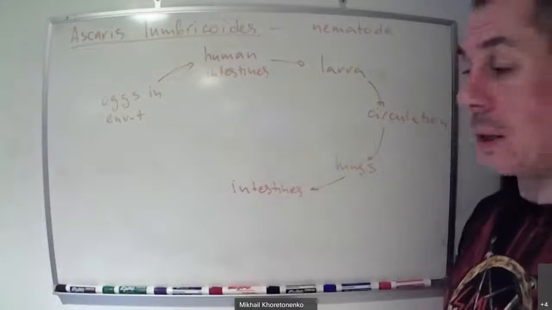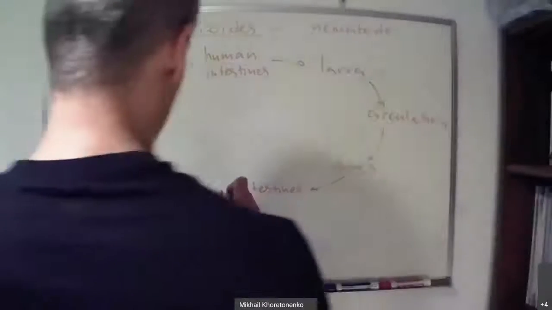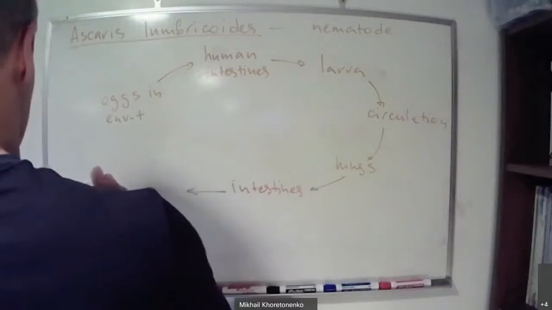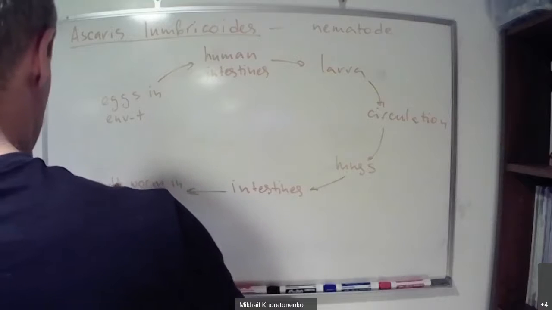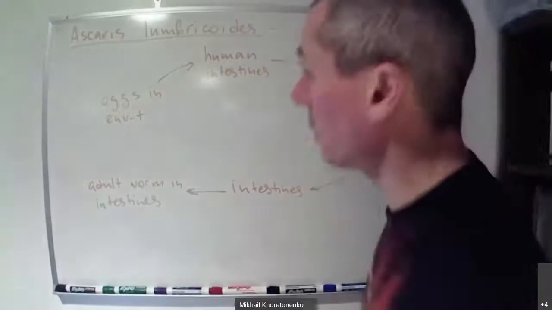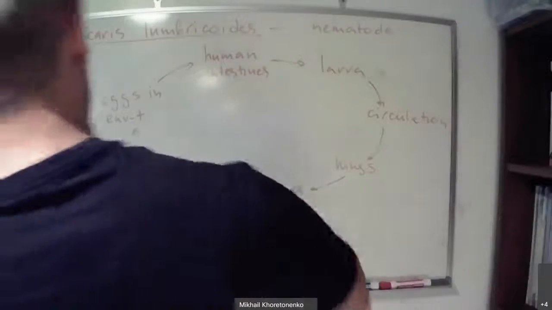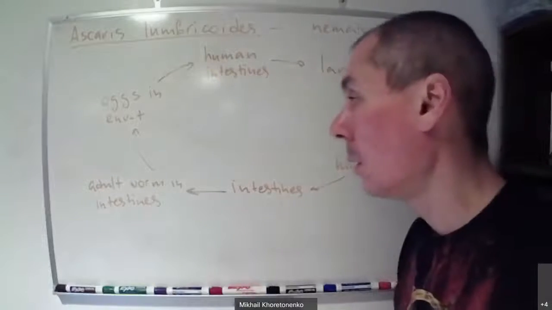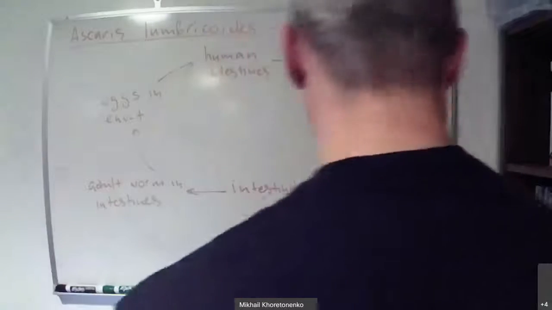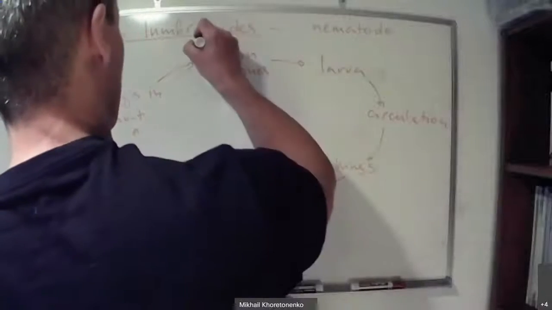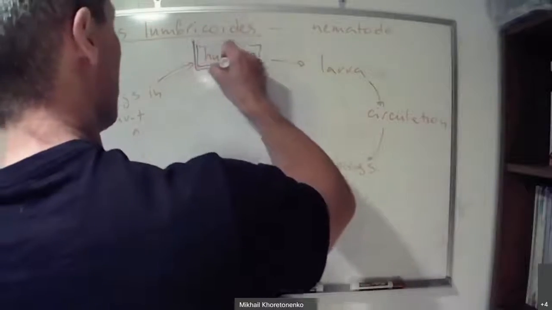And here, in the intestines, larvae develop into an adult worm. Adult worm in the intestines starts shedding eggs. Now, you may notice that in this overall situation, humans are both intermediate and definitive host.